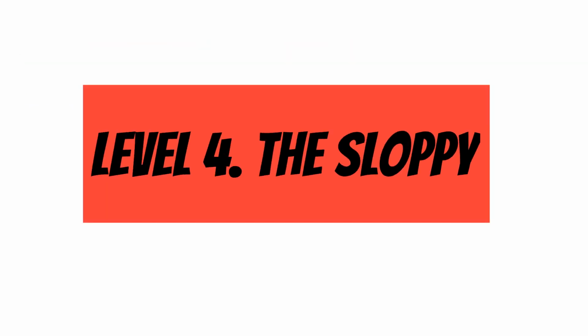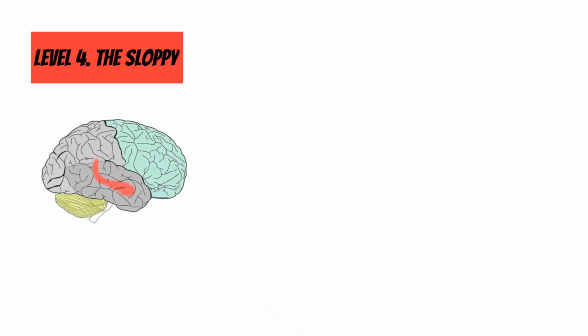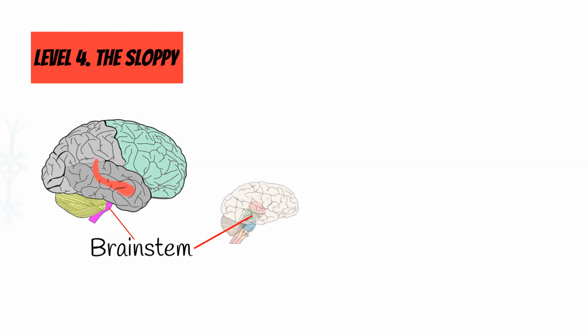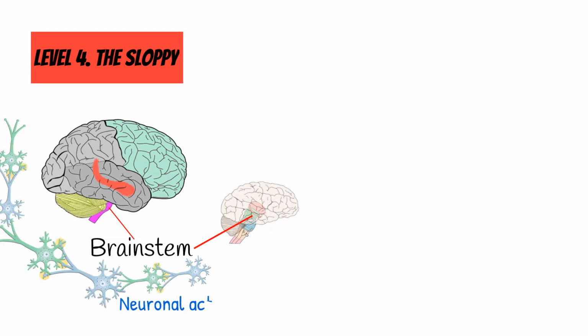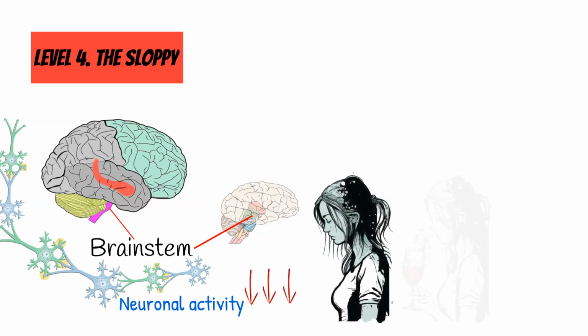Level 4. The sloppy. At this stage, the effects of alcohol on the brainstem become more pronounced. The brainstem controls vital functions such as breathing and heart rate, and alcohol depresses neuronal activity in this area, leading to a decrease in respiratory rate and heart rate.